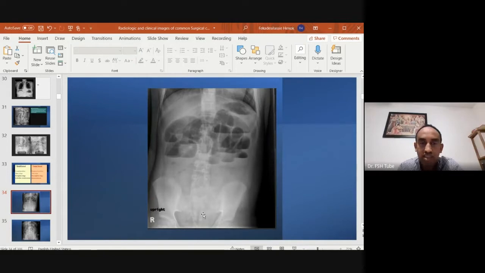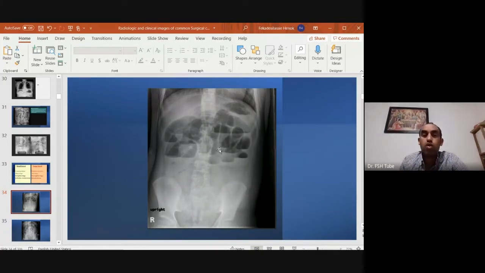And the other important thing is you don't see any rectal gas shadow. If it is a complete small bowel obstruction, you wouldn't expect any gas shadow in the rectum. This is the area of the rectum. Absence of rectal gas shadow, multiple air-fluid levels, centrally located, stepladder appearance: complete small bowel obstruction. There is nothing coming to the distal segment of the GIT.